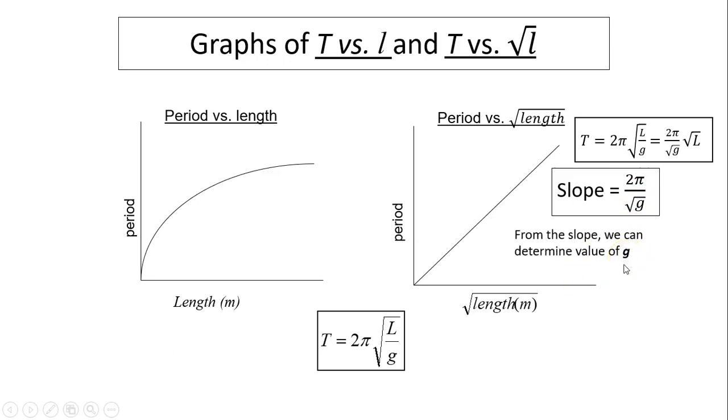A lot of times on a test, you may be given a set of data, T versus L. From there, you have to find g. How do you do that? Using graphs. You have to plot the T versus square root of L graph. From there, you'll find the slope. Then from the slope, you'll find g.